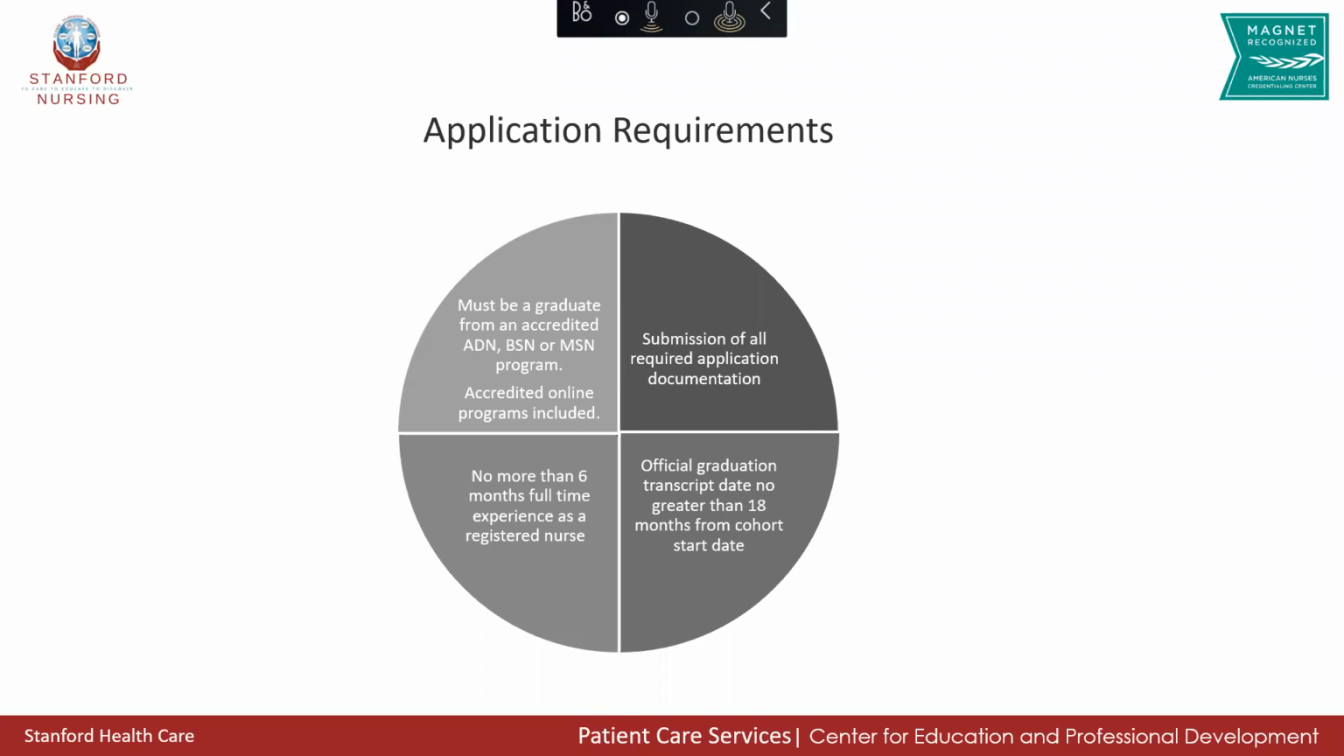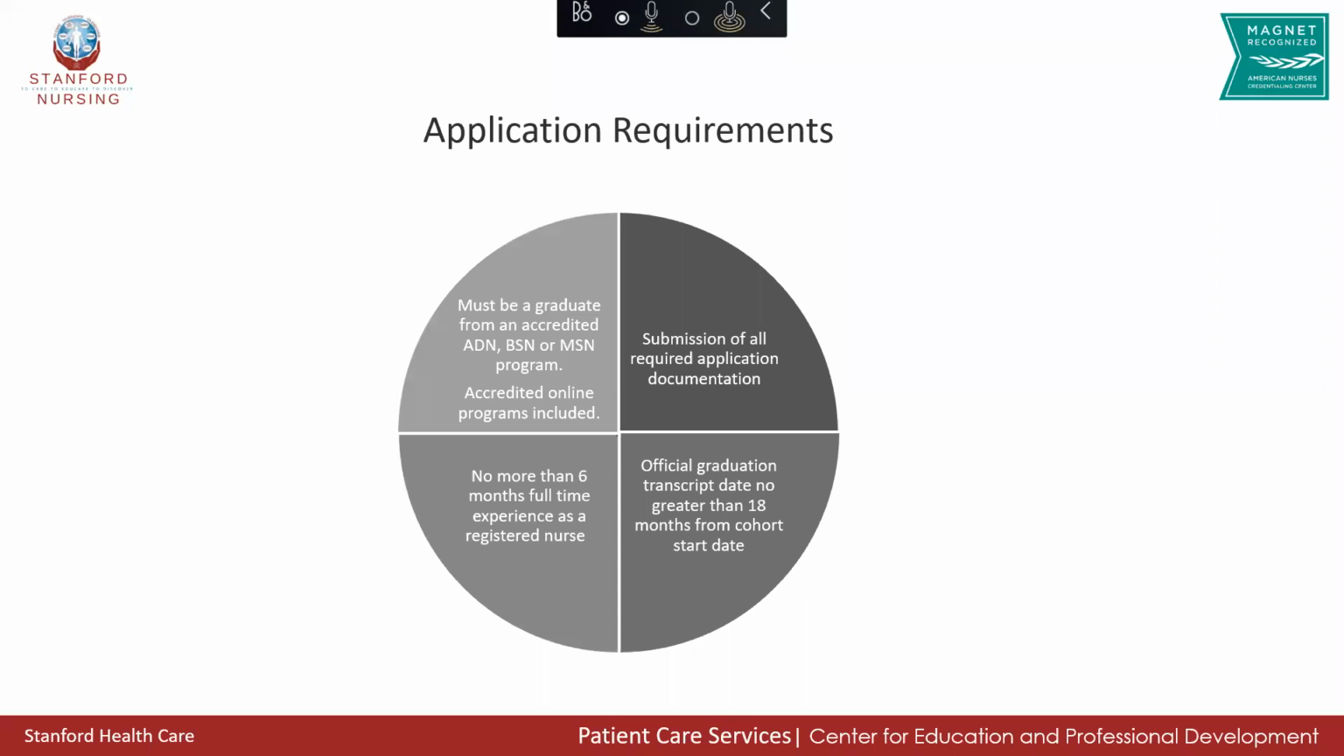You also have to have an official graduation transcript date no greater than 18 months from the cohort start date. So our cohort starts in March. You want to make sure when you go back 18 months that your graduation date falls within that 18-month time period.